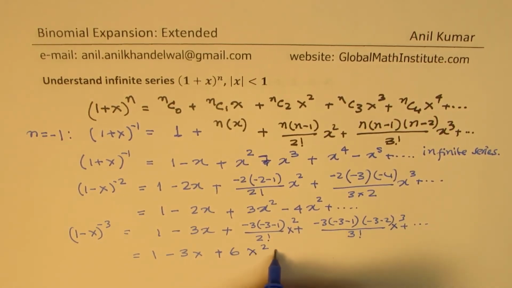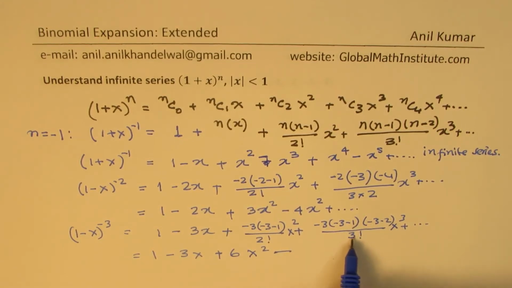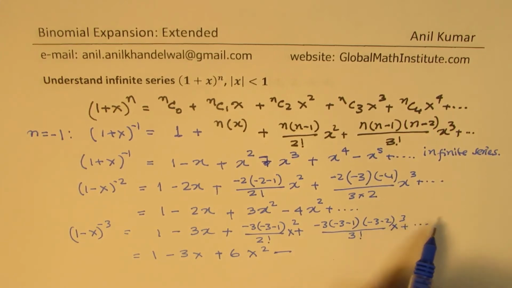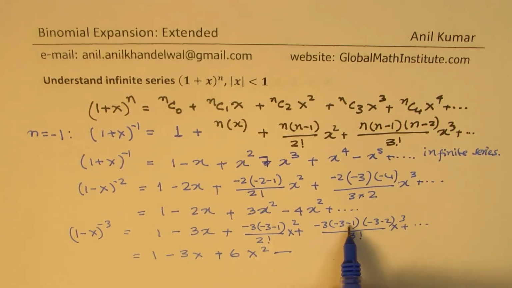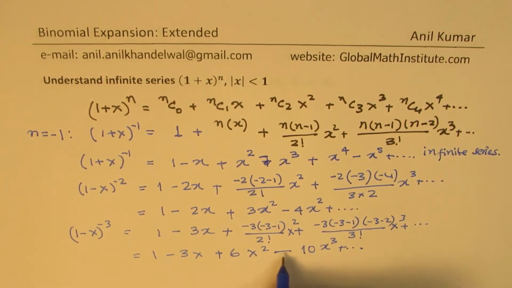Here we'll take a negative term, and the value will be, this is 3 times 2 here, and in the numerator we have minus 3, and then minus 3 minus 4 is minus 4. So that gives you 2 here, and minus 3 minus 2 is 5, multiplied by 2 is 10. So we get 10x cubed, plus so on. So what you notice here is that there is an infinite series.